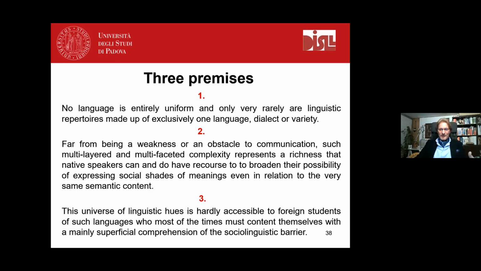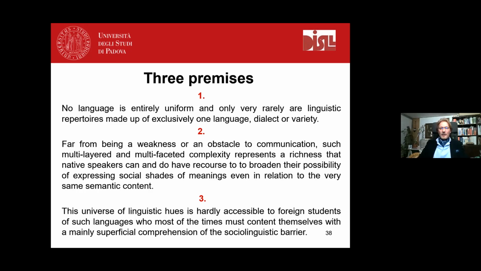Maybe not officially multilingual, but definitely what people do in their daily lives is use more languages at the same time, maybe not at the very same time, but during their lives and during every day. Far from being a weakness or an obstacle to communication, such multi-layered and multifaceted complexity represents a richness that native speakers can and do have recourse to, to broaden their possibility of expressing social shades of meaning, even in relation to the very same semantic content. We all know about this. We're all familiar with this.